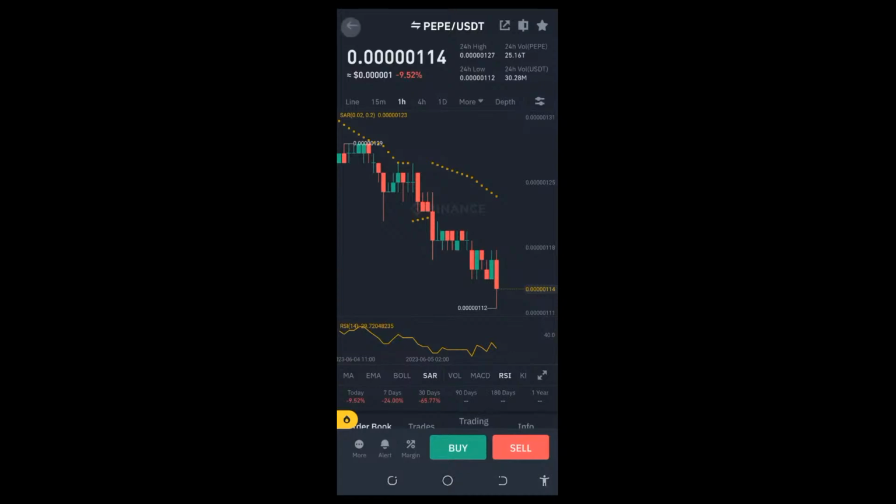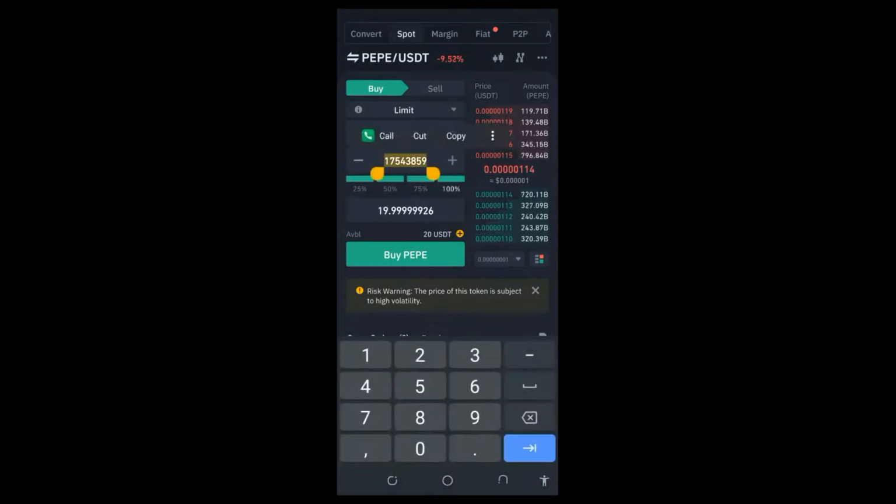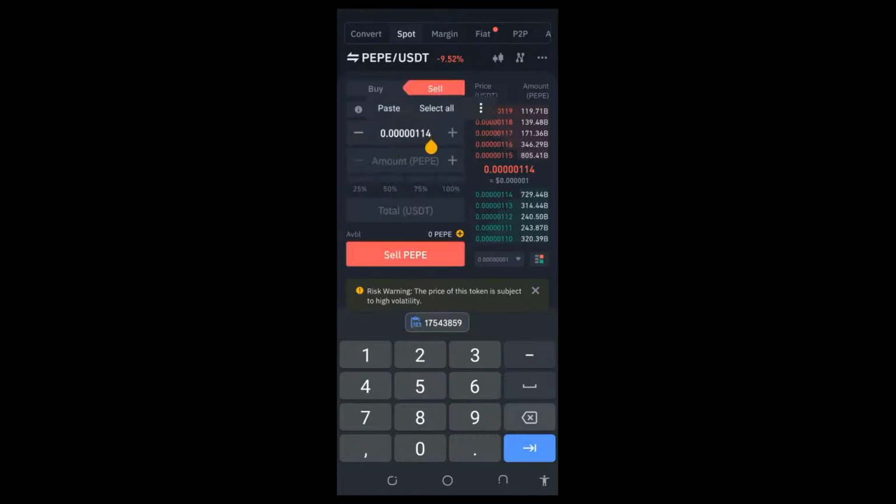Okay, let's try 114 again. When we try 114, 114 should just make it convenient. Okay, it's already on 114. Let's just see. If I sell this at 116, how much would I make? It's obviously going to be the same amount that I would make.